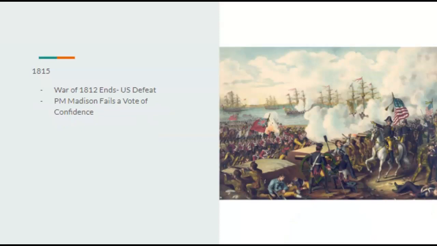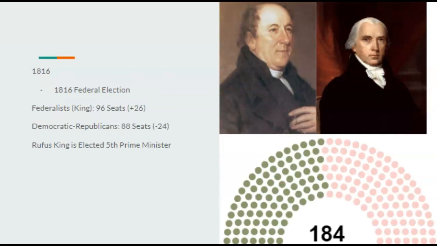In 1815, the War of 1812 would end, and this is seen as a U.S. defeat. The Federalists' narrative wouldn't have been as empty, considering they would have a lot more political clout in this timeline, and Prime Minister James Madison would fail a vote of confidence before the midterm, or I guess a special midterm election. And in 1816, the Federalists would nominate Rufus King of New York, who would lead the Federalists into gaining 26 seats over the Democratic Republicans.